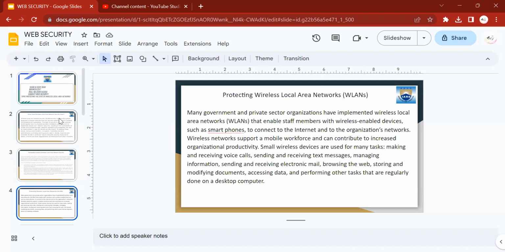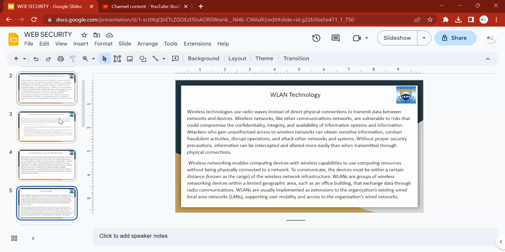Small wireless devices are used for many tasks: making and receiving voice calls, sending and receiving text messages, managing information, sending and receiving electronic mail, browsing the web, storing and modifying documents, accessing data, and performing other tasks that are regularly done on a desktop computer. Wireless local area network technology.